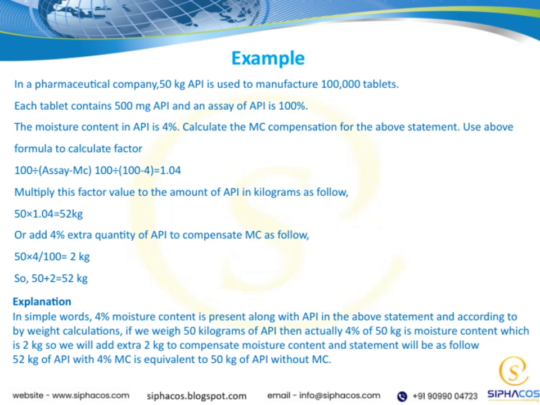Alternatively, you can think of it as adding 4% extra to the original amount. 50 kg times 4 divided by 100 equals 2 kg. Adding that to the original 50 kg, we get 52 kg. So the key takeaway here is that when moisture is present, we need to adjust our API quantity accordingly, either by calculating the factor or by simply adding the extra weight. This ensures we account for moisture content accurately in our formulations and manufacturing processes.